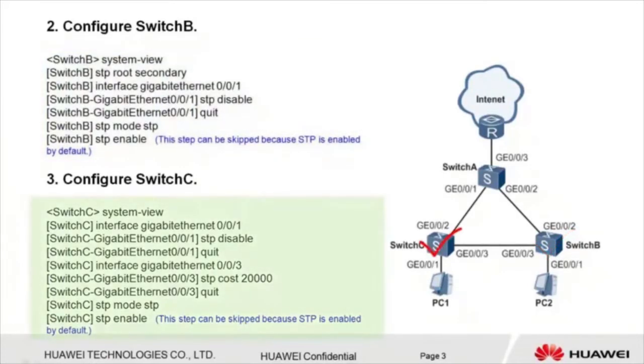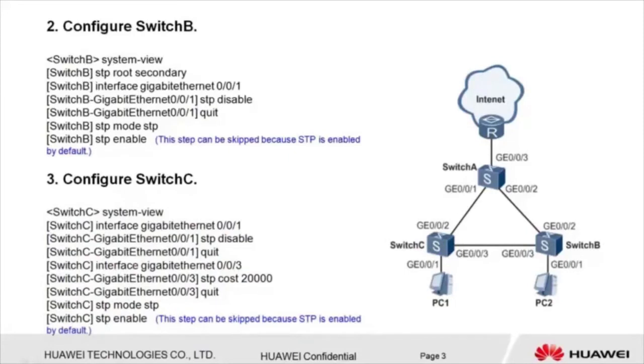On switch C, disable STP on GE0/0/1, set the path cost of GE0/0/3 to 20000, and enable STP globally. The basic STP configuration is complete.